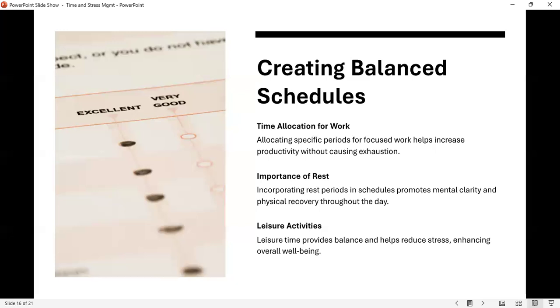Leisure time provides balance and helps reduce stress. And it can enhance overall well-being. We can use a timer and we can map out every single second of every day until we just get in those habits. And then we kind of just start doing them naturally. Or if you're someone that needs to do that, map it out. Whatever works for you, because everybody's different.